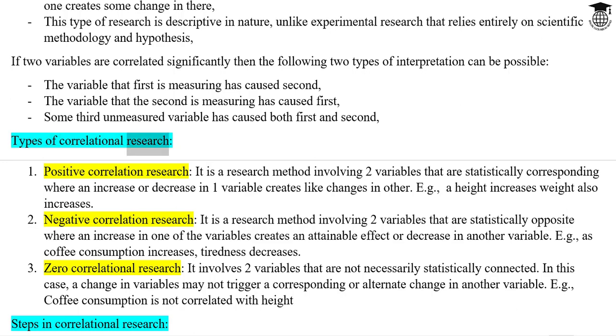Types of correlational research. Positive correlation research. It is a research method involving two variables that are statistically corresponding, where an increase or decrease in one variable creates like changes in the other. E.g., as height increases, weight also increases.